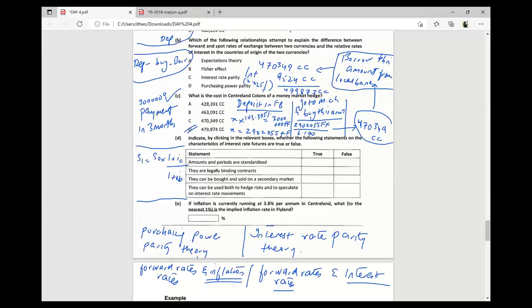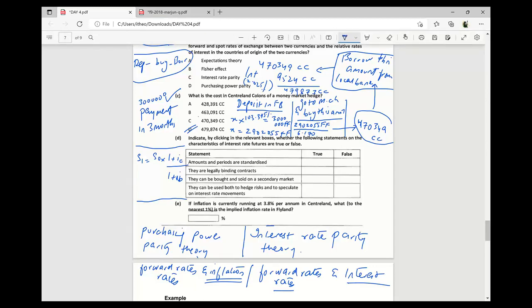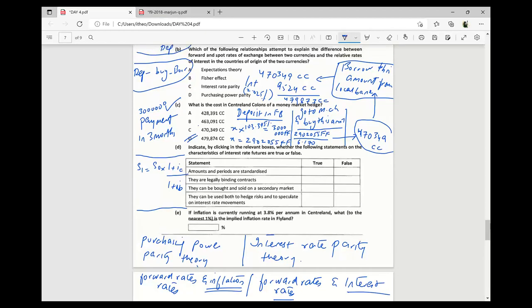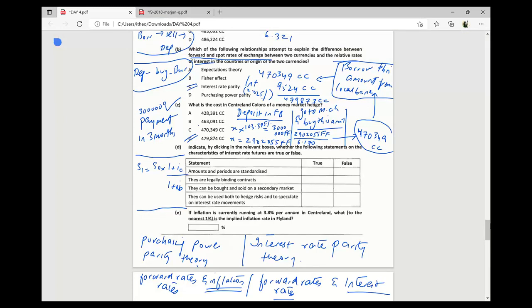Now, as far as your question is concerned, requirement B. Requirement B is, which of the following relationships attempts to explain the difference between forward and spot rates of exchange between two currencies and the relative rates of interest in countries? So the relationship that explains the difference between forward rates and interest rates, that's interest rate parity. That's not purchasing power parity. That explains the relationship between forward rates and inflation rates. But the thing that explains the relationship between forward rates and interest rates, that's interest rate parity.